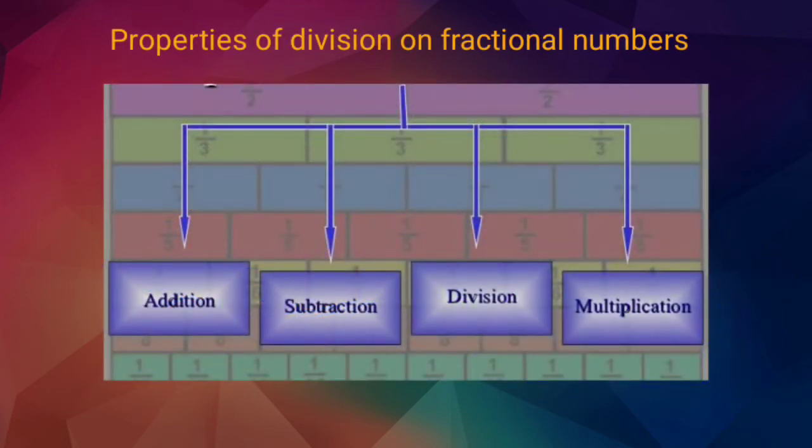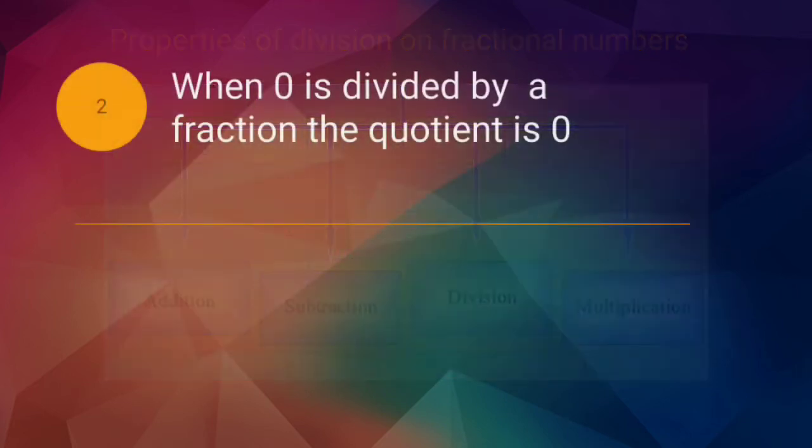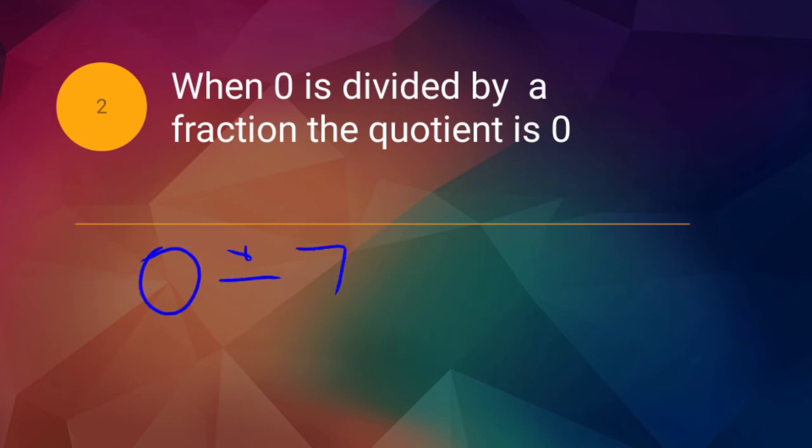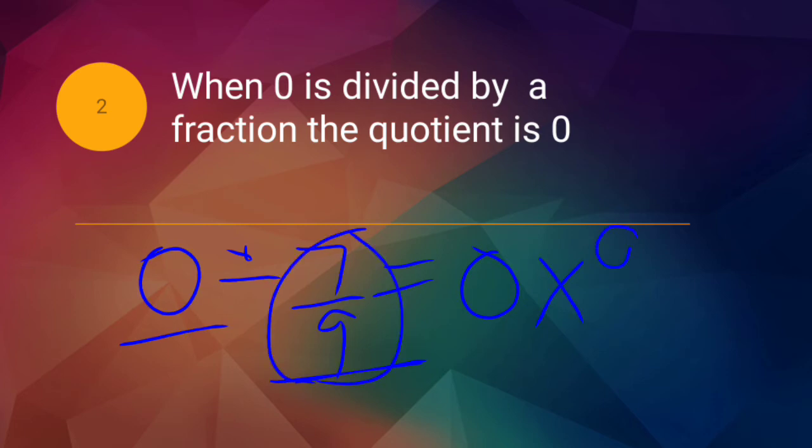The next property says that when 0 is divided by a fraction, the quotient is 0. What do you get when 0 is divided by a fractional number? You just write 0 as it is, change the division sign to multiplication, and take the reciprocal of 7 upon 9, which becomes 9 upon 7. Then you get again 0. So when 0 is divided by a fractional number, the quotient is always 0.